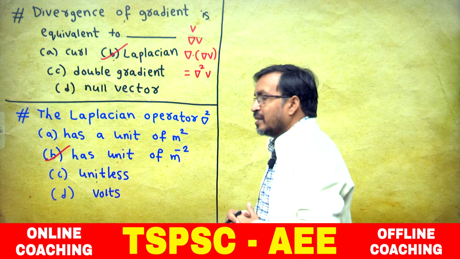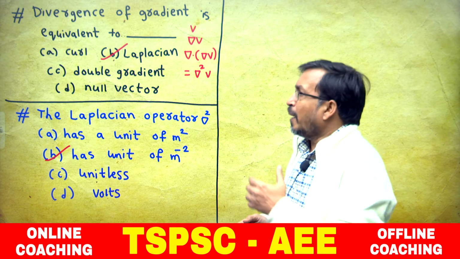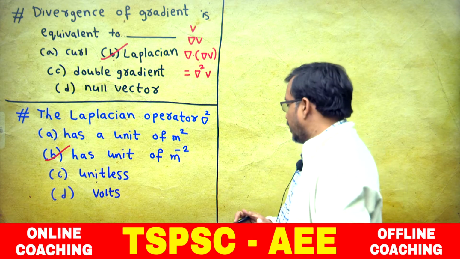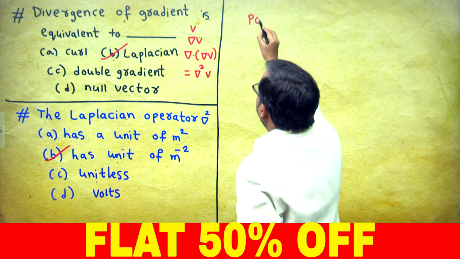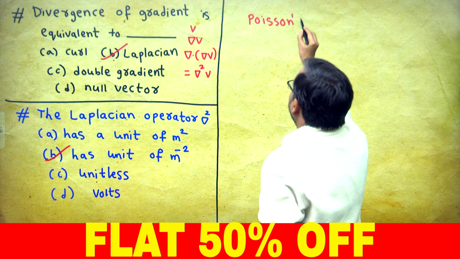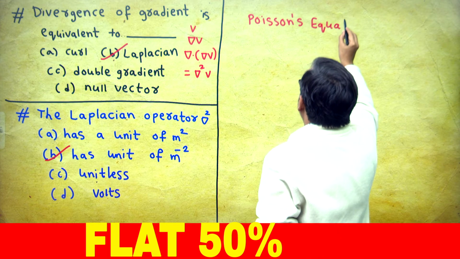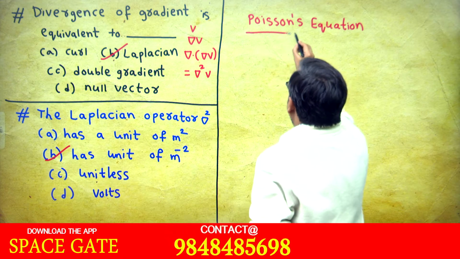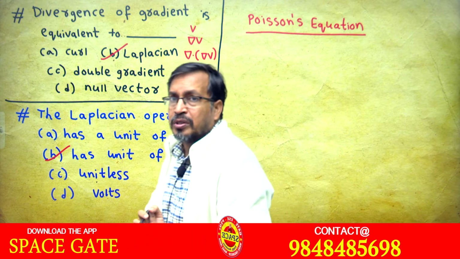This type of questions are asked. And in our competitive exam, they ask about the application of this Laplacian. So, what is the application? By using this del square operation, we are finding Poisson's equation. Students, very important, listen carefully. What is the application of this in electric field? We can find Poisson's equation. What is Poisson's equation in electrostatics?